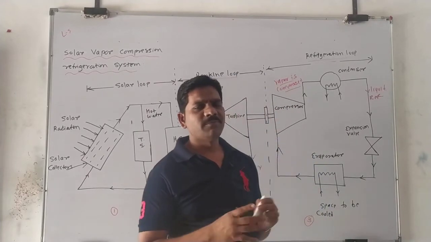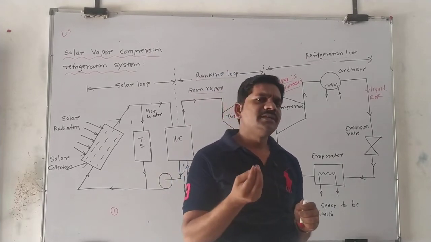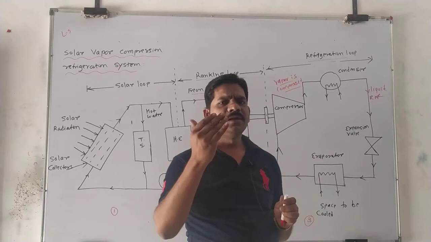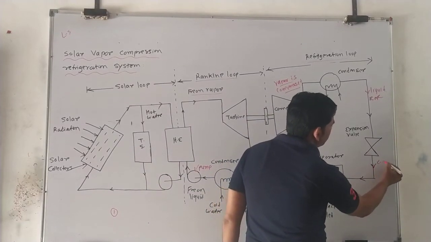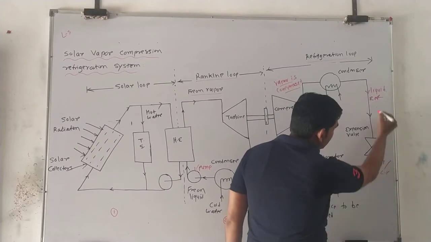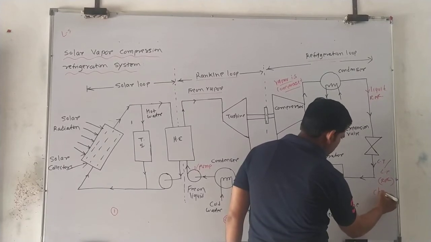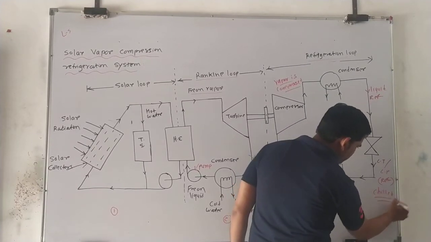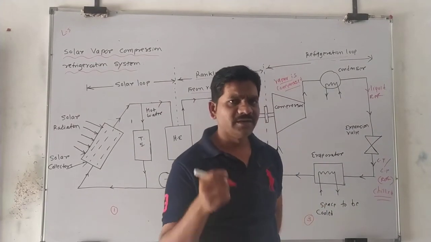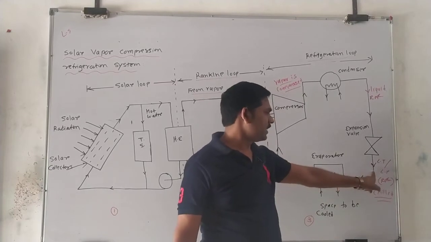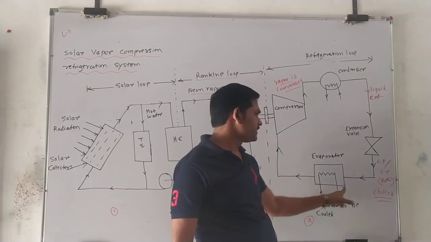And what is the role of this expansion valve? To reduce the pressure. So we know that when the pressure is reduced, automatically the temperature is also reduced. So here what do we get? Very low temperature and low pressure refrigerant. Okay, and this refrigerant is very chilled. Why chilled? Because the expansion valve reduces its pressure and reduces its temperature. So at this outlet we get the very chilled form of the refrigerant.